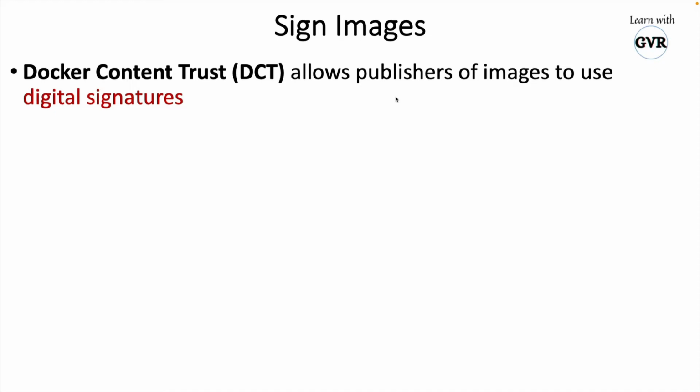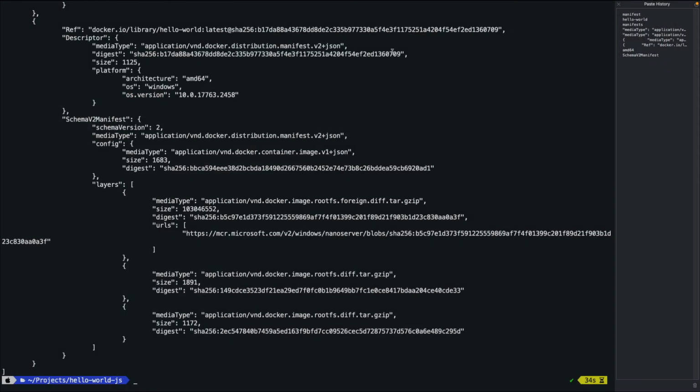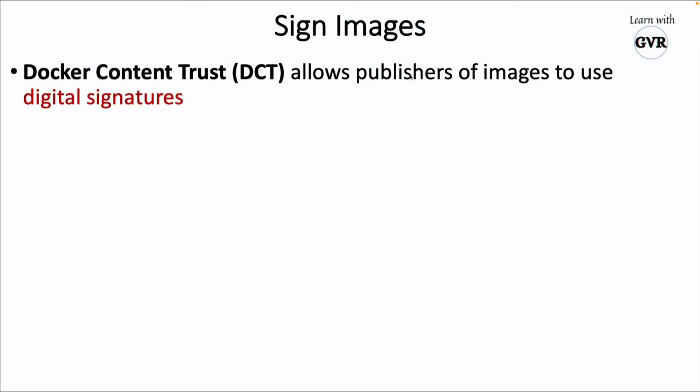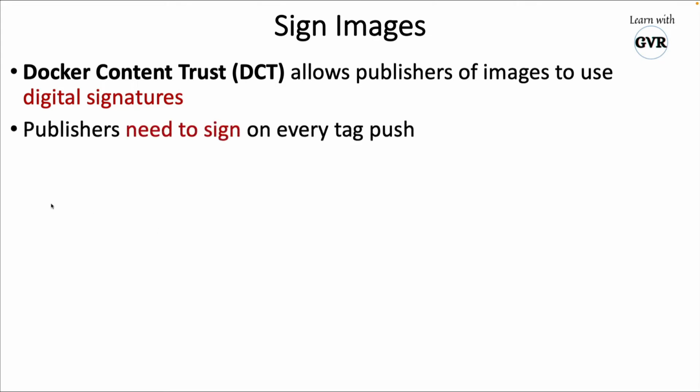What this Docker content trust basically allows the publisher to do: say, for example, I am a publisher of one particular image. Let's say here, hello world JS, this is my Docker image I am going to build. I am a publisher of this hello world JS. So being a publisher, I have to upload with the digital signature, so that people will identify that this particular image is by this guy, GVR, it's me.